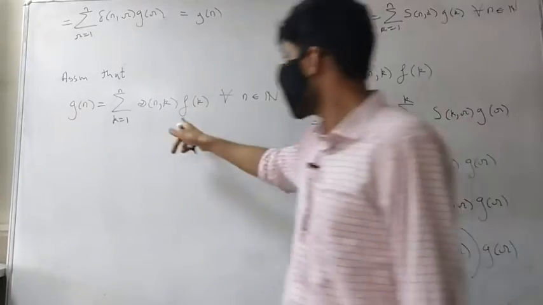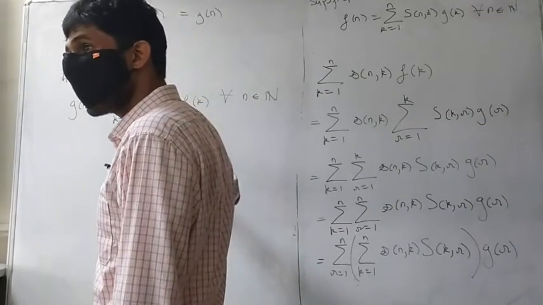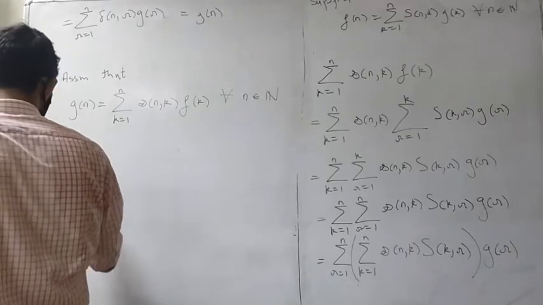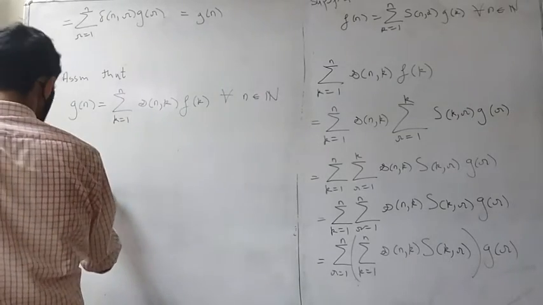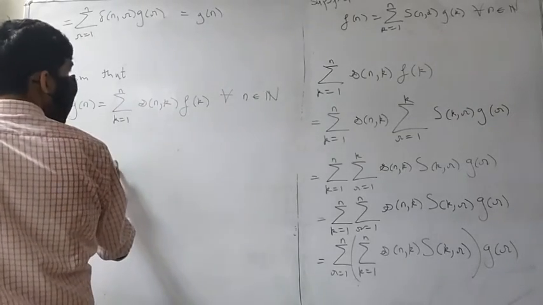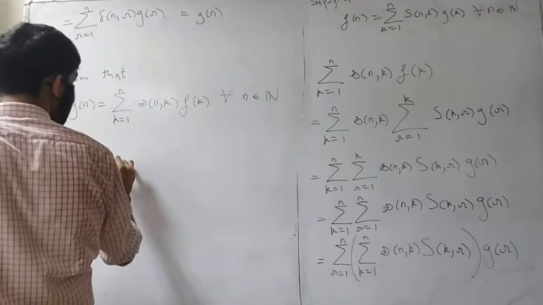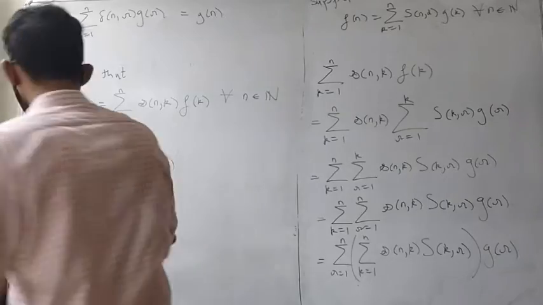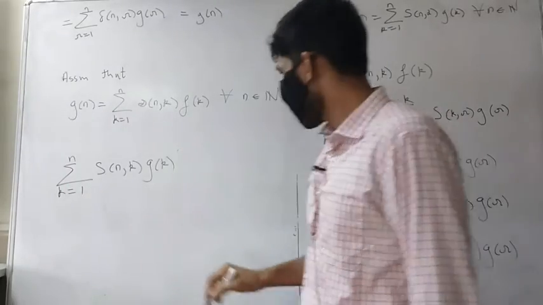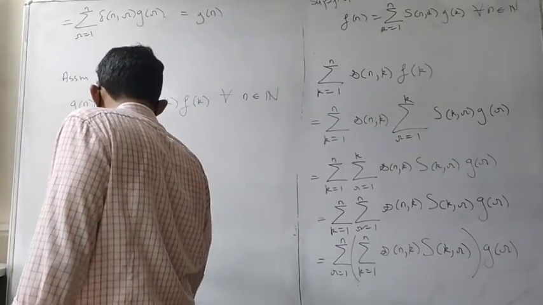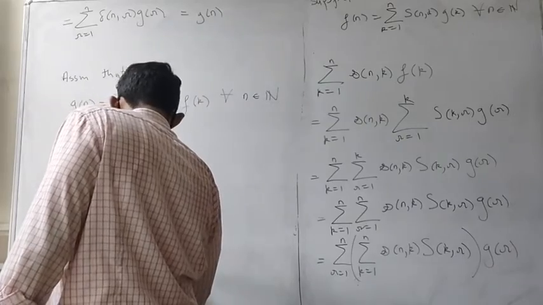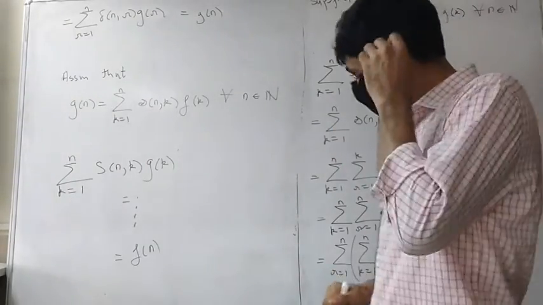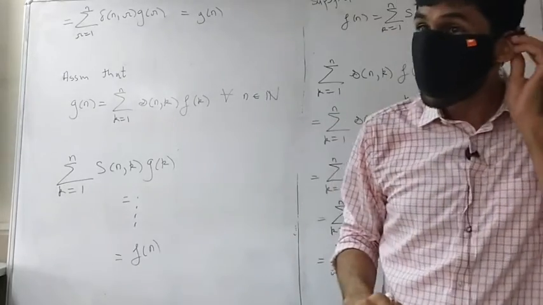What you need to prove is that summation k going from 1 to n, capital S n k, g k is equal to f n. So you follow these exact similar steps and you will get f n at the end. Okay, check that you do it. So that's this thing.